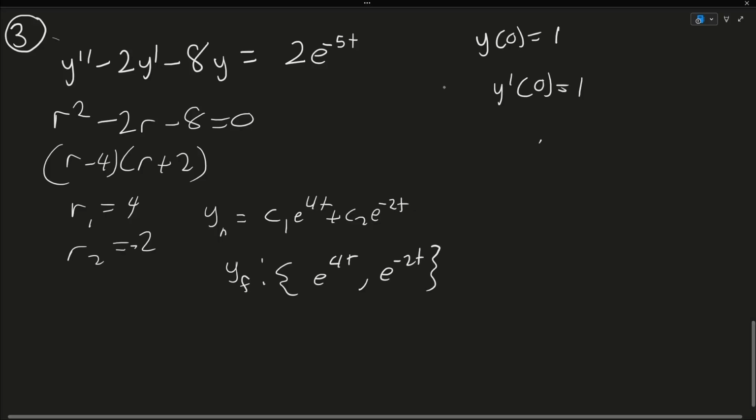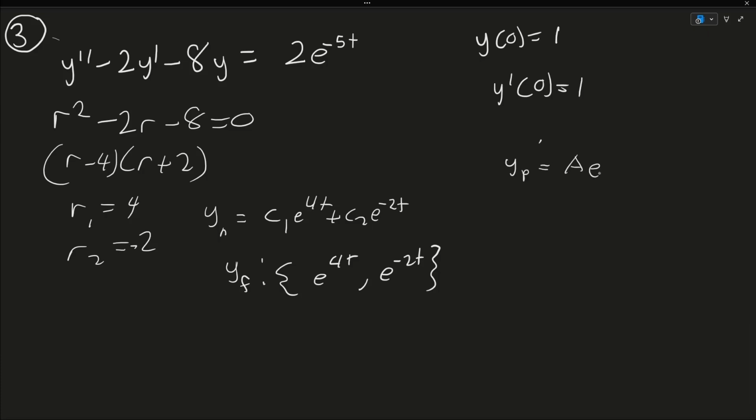Our guess for yp will be a e to the minus 5t, and this doesn't contradict the fundamental set of solutions, so it works out perfectly. So we can go ahead and use this y particular. The first derivative is going to be negative 5a e to the minus 5t, and the second derivative will be 25a e to the minus 5t.